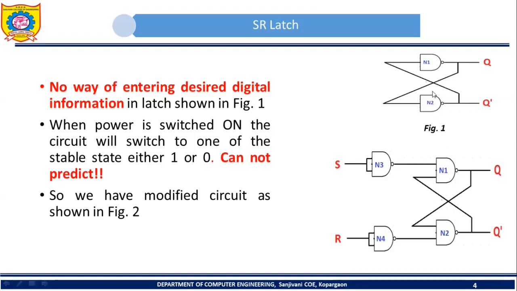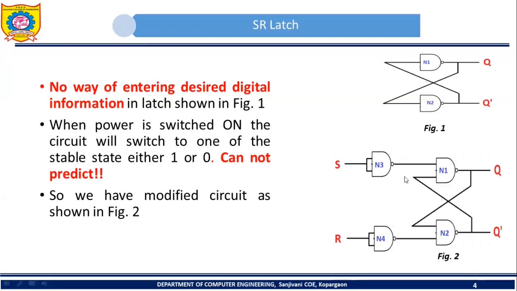Now, what is the difference between the circuit shown in figure 1 and the circuit shown in figure 2? Here you will find two more NAND gates. Here we were having only two NAND gates, that is 1 and 2. Here we now have a total of 4 NAND gates, 1, 2, 3, 4. NAND gate N3 and NAND gate N4 have been added in this particular circuit so that we get the circuit shown in figure 2. Why have these two NAND gates been added? By using these two NAND gates, we can enter desired digital information in this particular memory cell.